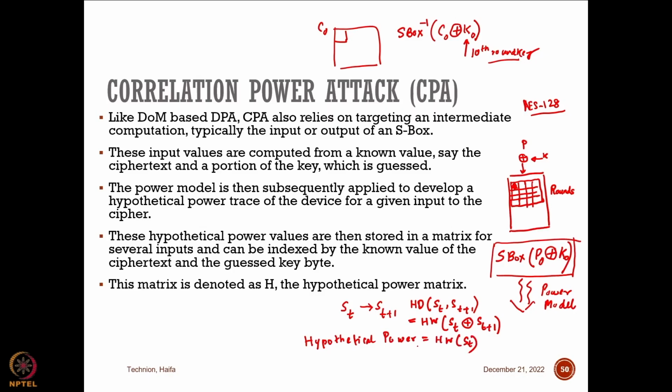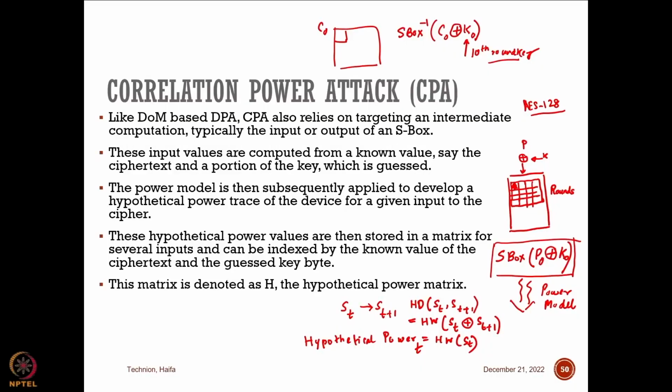Okay, the hypothetical power at time t is nothing but the Hamming weight of st. And why do I call it hypothetical? I call it hypothetical because this estimation depends on the hypothesis that I make on this key. Remember I said that this key can take 256 choices. I just start with a guess. That is my hypothesis.